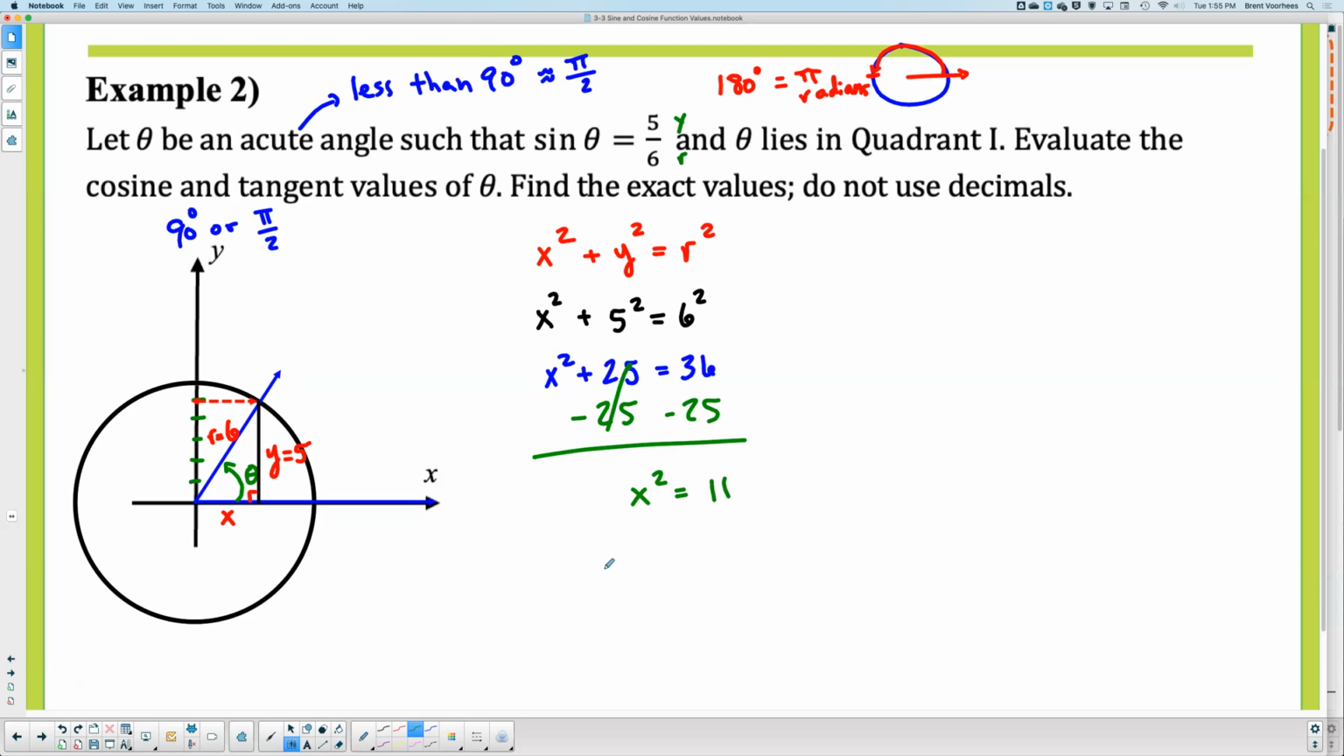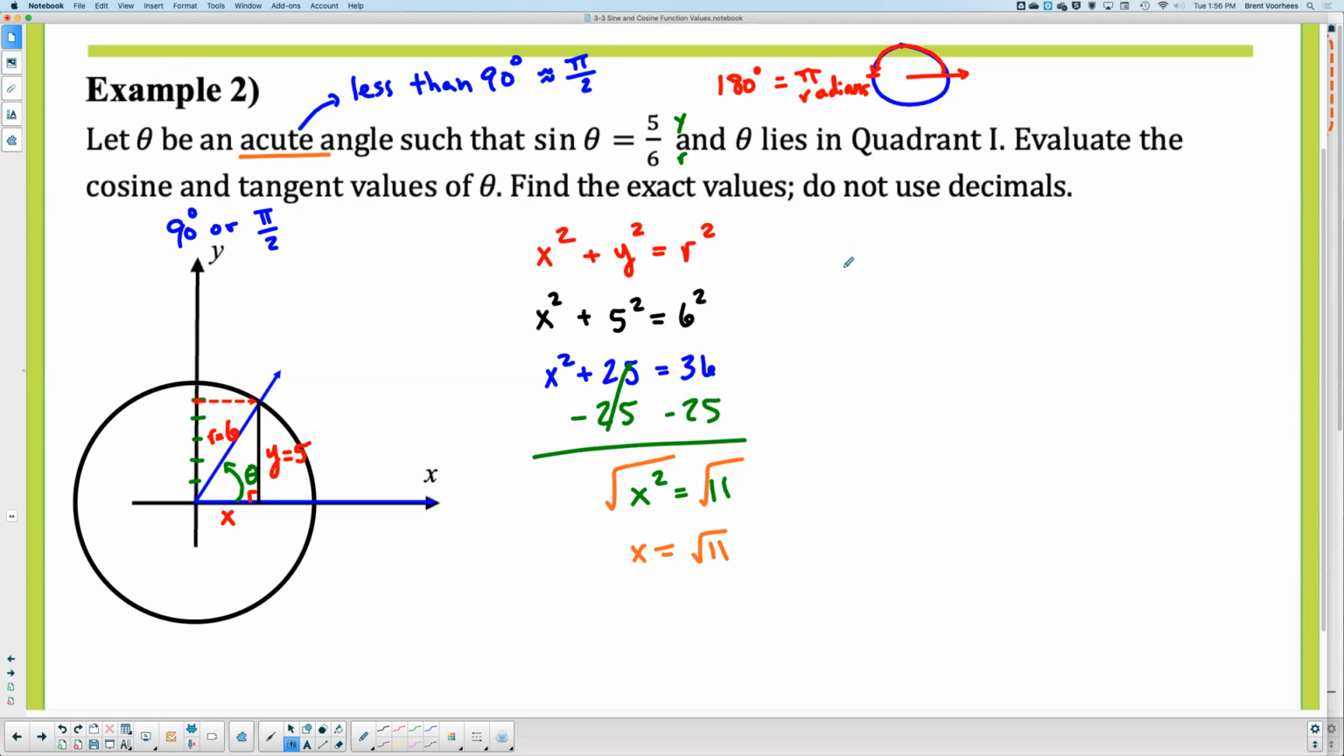Last step here in the process. What's the opposite of a square? Now, technically in mathematics, this could be a positive or a negative. Is x greater than 0 or less than 0 if you're in the first quadrant to the right? Positive. The acute angle is allowing you to know that because it's less than 90, we're on the right side of the graph, as opposed to if it had been greater than 90, we would have been over here and x would have been negative. So x is the positive square root of 11. Can I reduce the square root of 11? No, 11's prime.